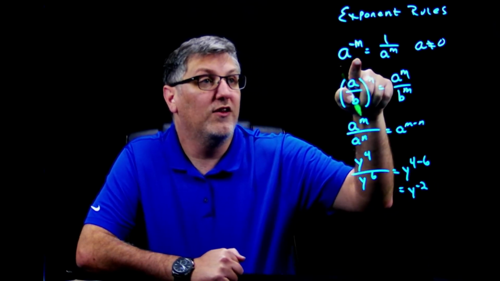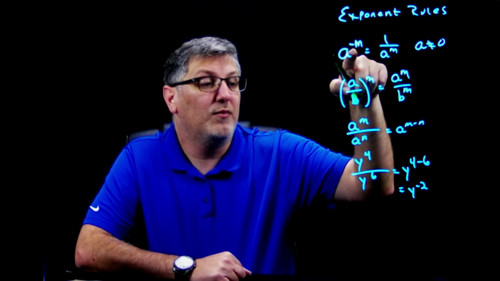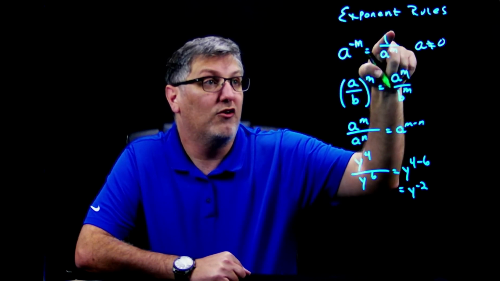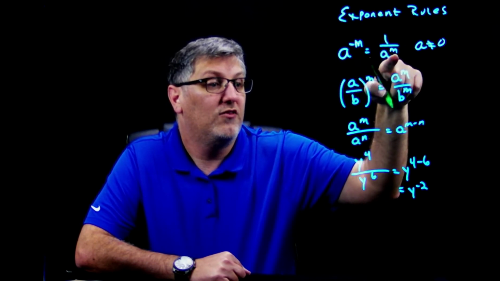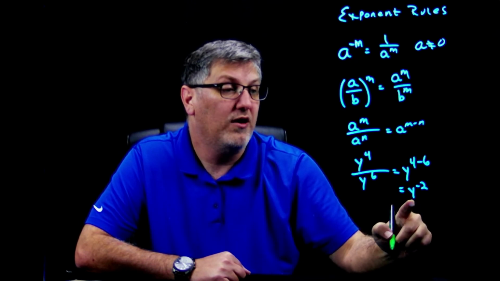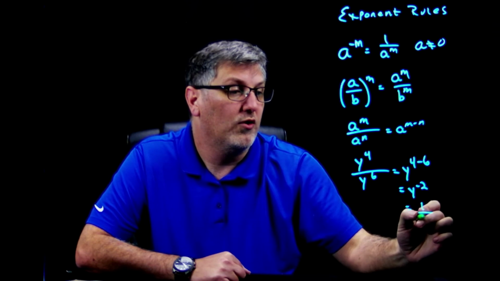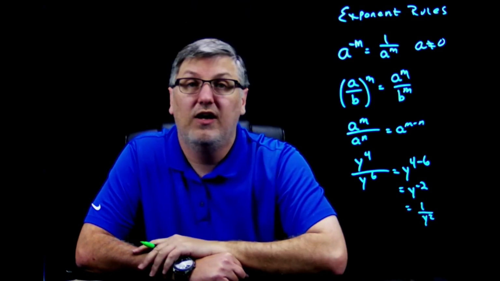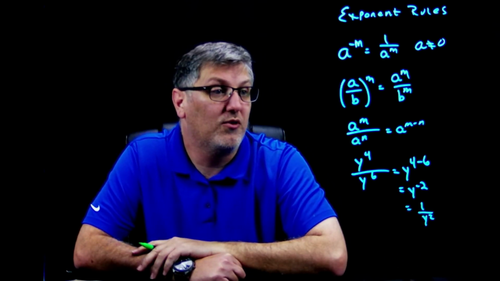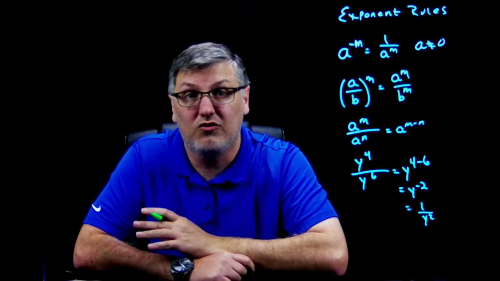Now you come back to this rule right here, and this negative means I need to take the reciprocal, so I'm going to write it as 1 over a to the m. Well, my a here is y, and my m is 2. So this would be 1 over y squared. And voila, you're done doing this with exponent rules instead of just trying to cancel them out. You're just going to subtract your exponents.